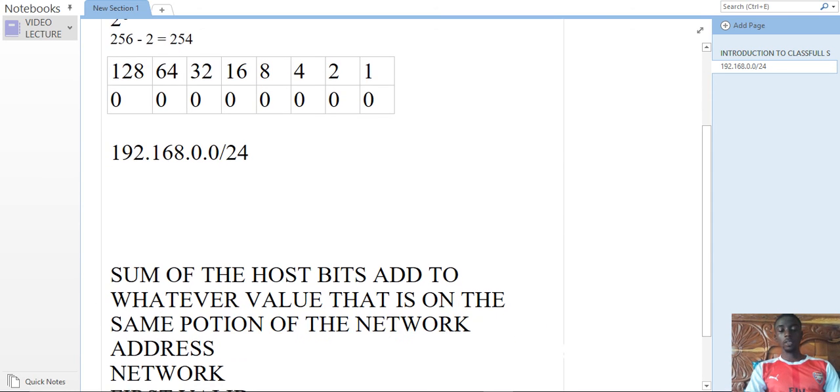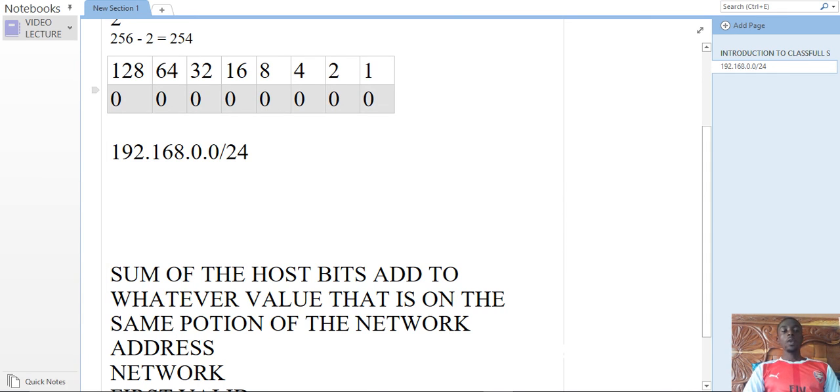Let me just call it this way. Now I'm going to explain this. What I'm saying is, if I have these bits, how many bits do I have here? 8. What are those 8 bits? 128, 64, all of them are together. They're all part of the host bits. All of this is concentrating on the host bits. Now I have to add all this together: 128, 64, 32, 16, 8, 4, 2, 1.